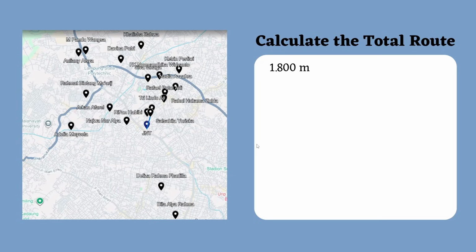And the last step is to calculate the total route. In this step, all distances along the Eulerian route are added together. For example, the distance from Janti to Salsa is 1.8 kilometers, and this value is included in the total calculation. The total route calculation is as follows.